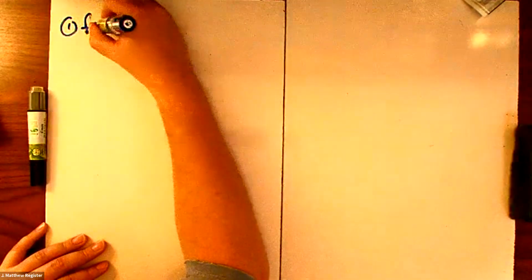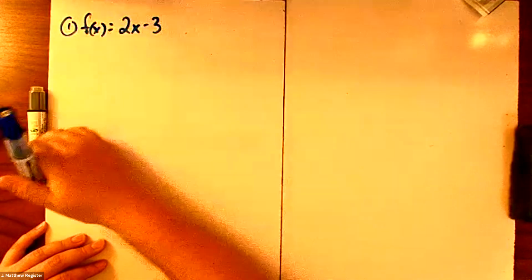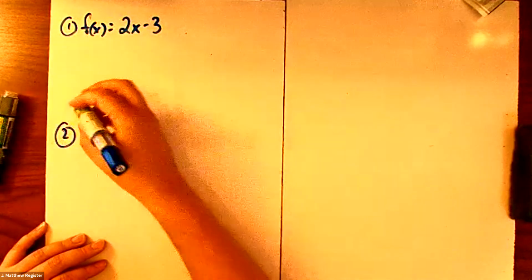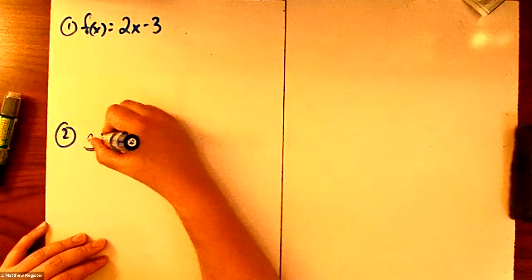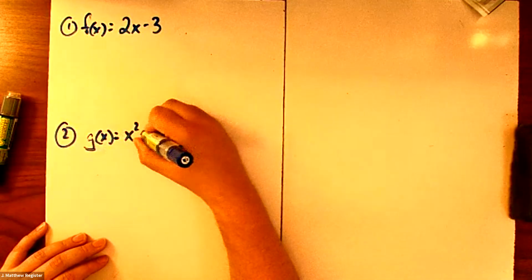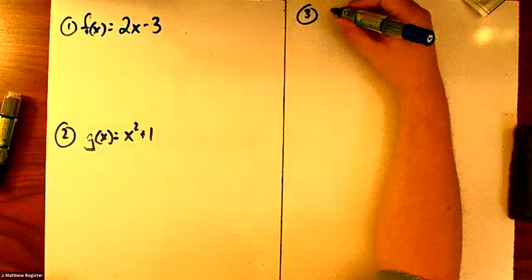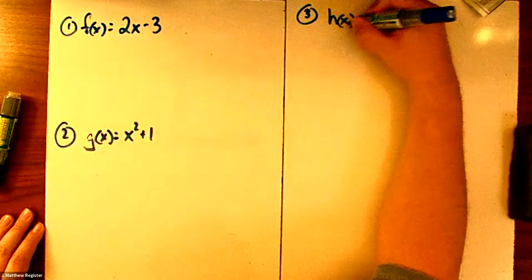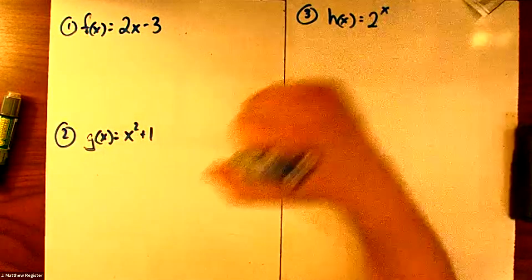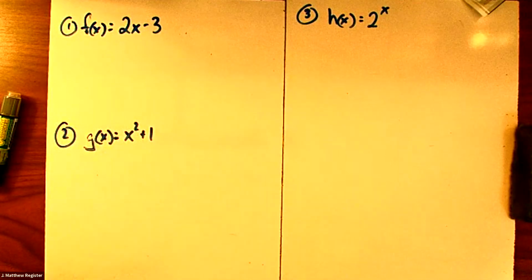And so the first one is f of x equals 2x minus 3. The second one is g of x is equal to x squared plus 1. And the third one is h of x equals 2 to the x. Cool. And so let's see if we can figure these out.